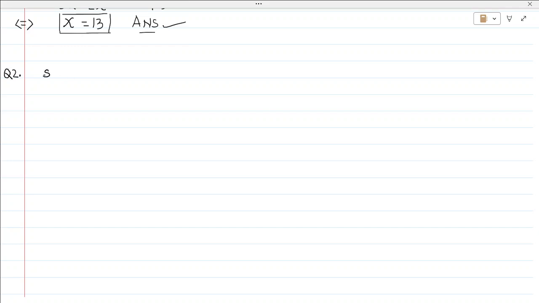Solve 5 multiplied by 6 minus x, minus of 4x, is equal to 6 minus of 3 multiplied by 2x minus 3. Okay, so we are asked to solve this question.